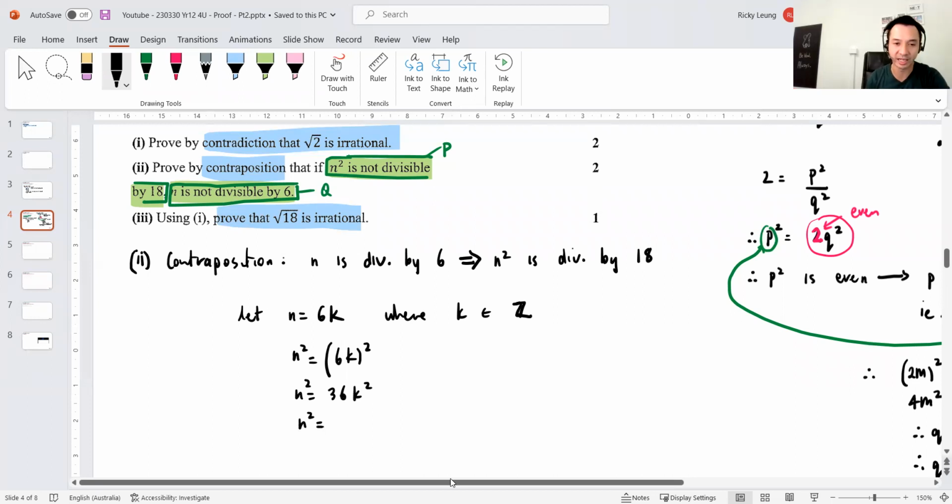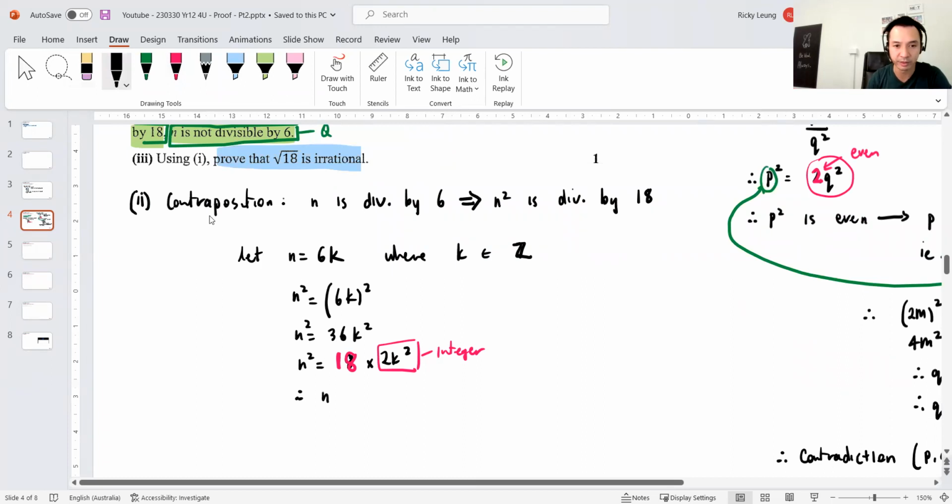N squared equals, now I'm going to take 18 out, times 2k squared. Since you've taken the 18 out, this guy here is obviously an integer, since k is an integer. Done. Therefore n squared is divisible by 18. Therefore, the contraposition is true, and therefore the original statement.